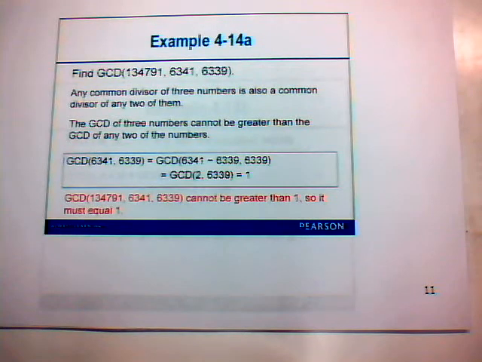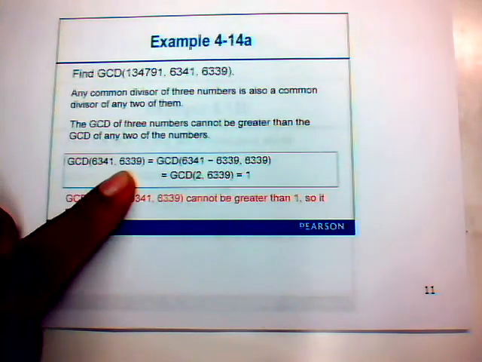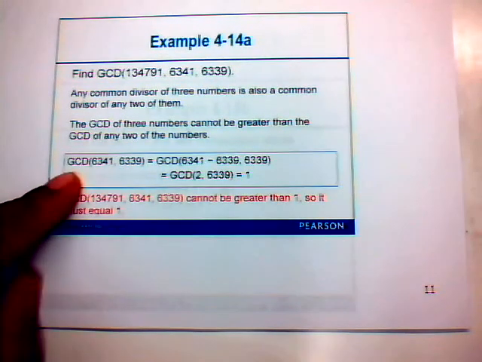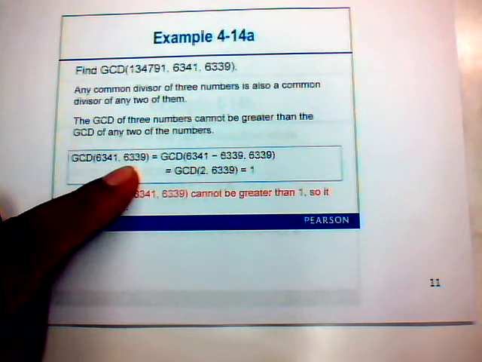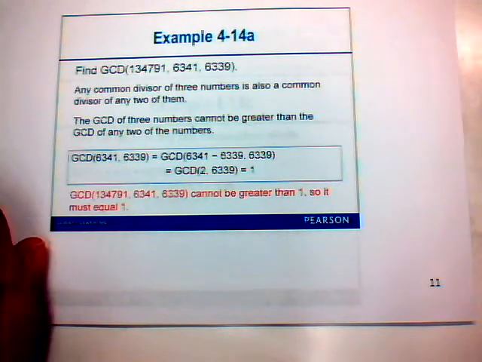So the GCD of 3 numbers can't be greater than the GCD of any 2 of the numbers. So if we take 6,341 and 6,339 and get its GCD, that's going to be 1, because notice that the difference between 6,341 and 6,339 is only 2. So it doesn't have any common divisors other than 1.